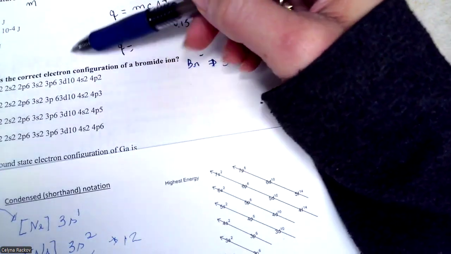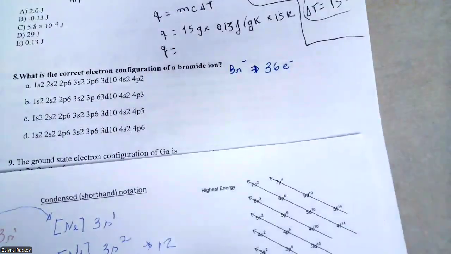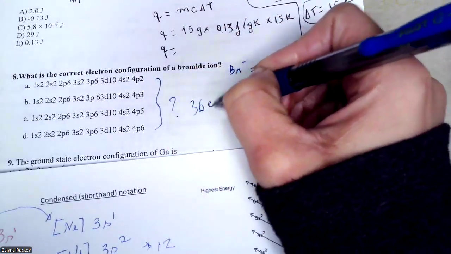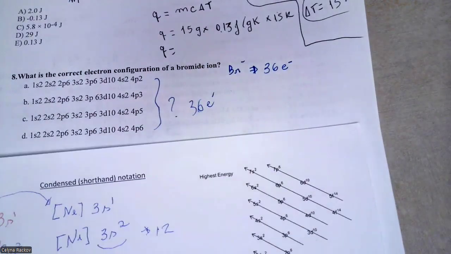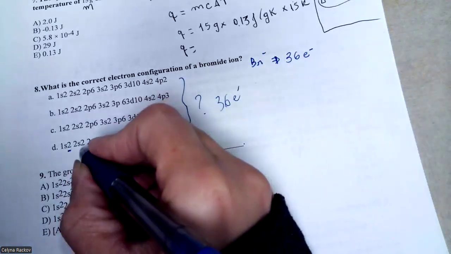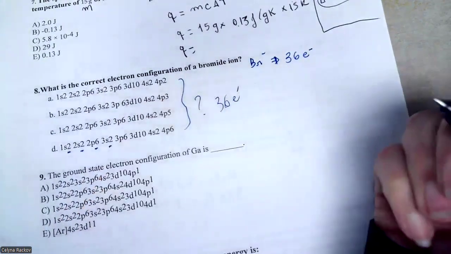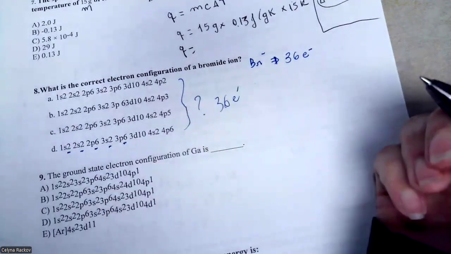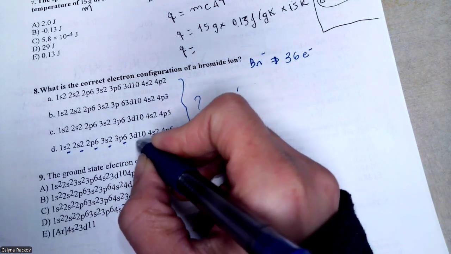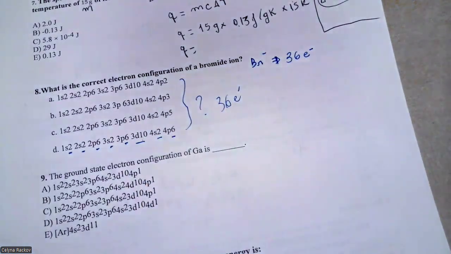So make sure you answer the correct option here, right? Should be the total. Which one has 36 electrons here? When I counted the number, this number here: 2 plus 2, 4, plus 6, 10, plus 2, 12, plus 6, 18, and then plus 10, plus 2, plus 6, right? Okay.